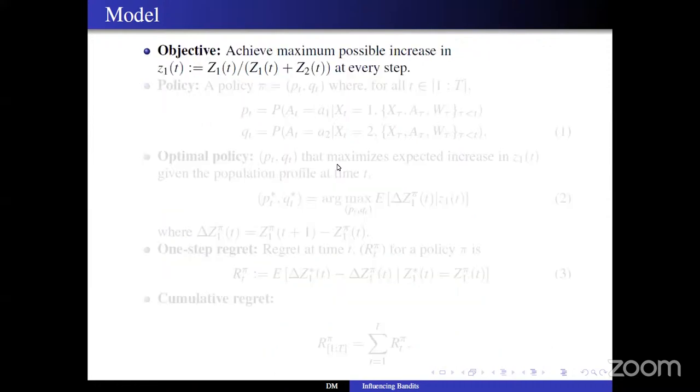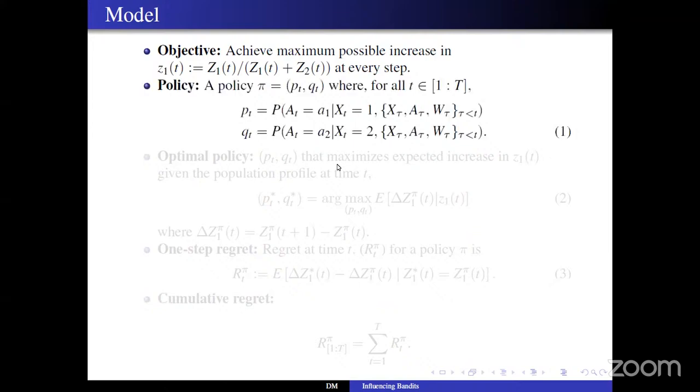Okay, so the objective here is simple. I said it's an influencing bandit. So the objective is to maximize the fraction of type 1 users. I just want to concentrate on type 1 at every step. That's the objective. And the policy, of course, corresponds to choosing a particular sequence of P_t, where P_t is the probability with which you show arm 1.